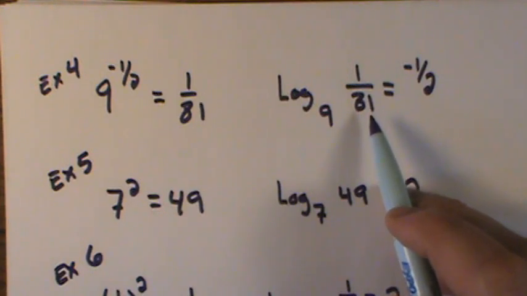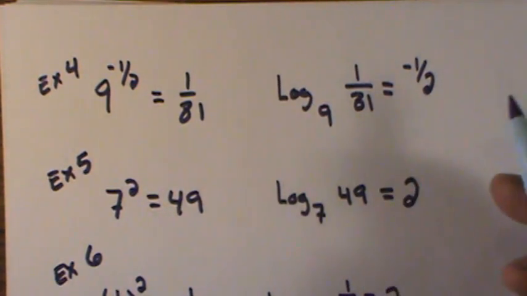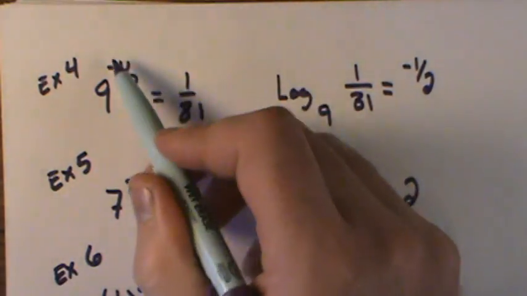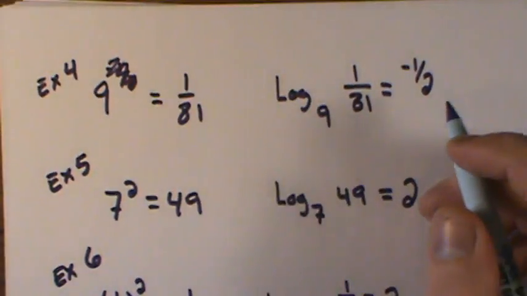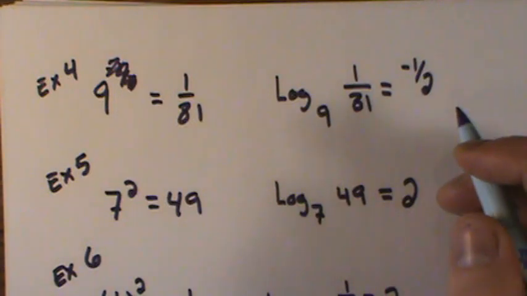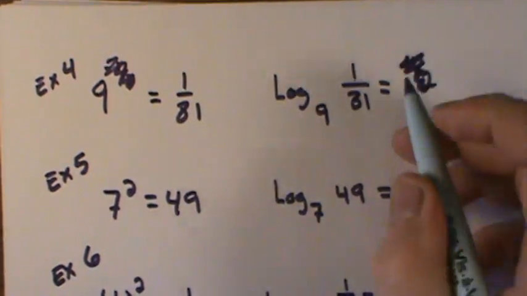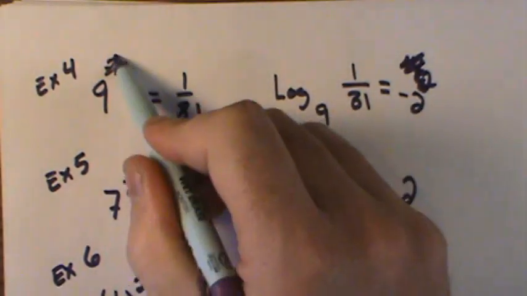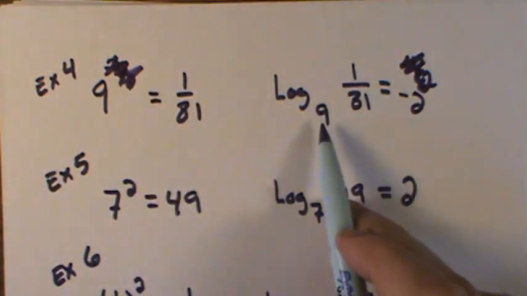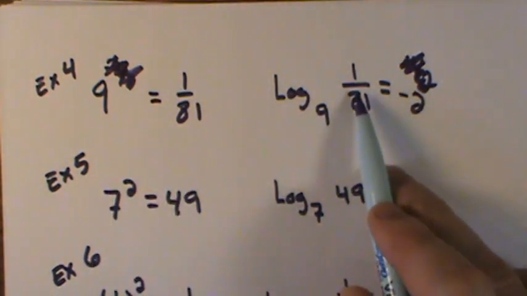9 raised to the negative 1/2 power is 1 over 81. That's not right. That should be 9 to the negative 2nd. Why does that say 1/2? That should be negative 2nd. I screwed up on that. That should say 9 to the negative 2nd is 1 over 81.